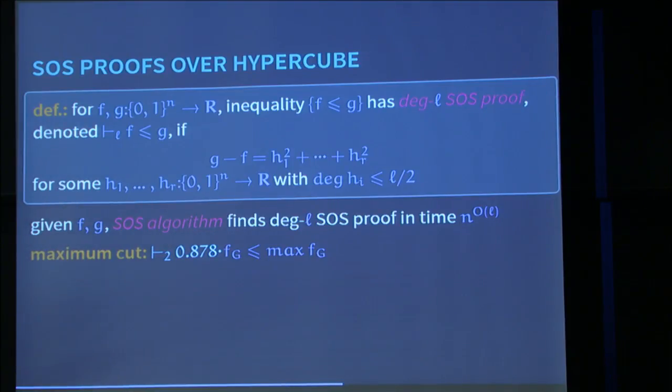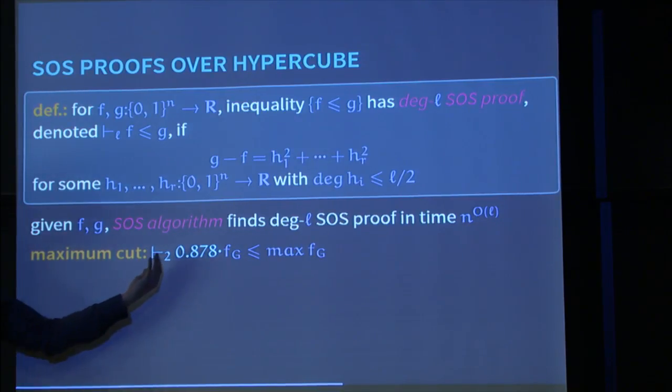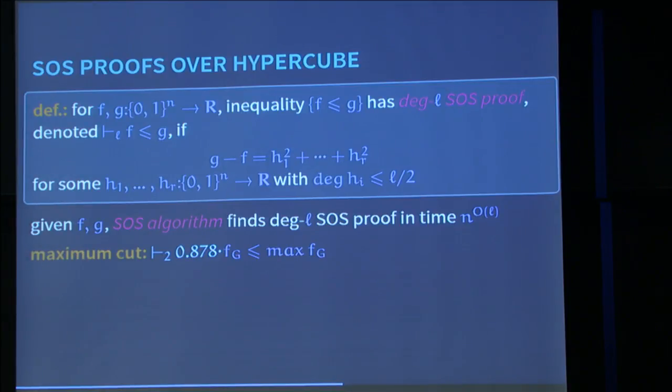So we know the worst graphs for degree two. And now if I ask, what about degree four? This would still be polynomial time using this fact. And then we don't know graphs that have the same bound. And if you show that actually a better bound is true, let's say 0.879 would be true if you look at degree four proofs, you would disprove the Unique Games conjecture.